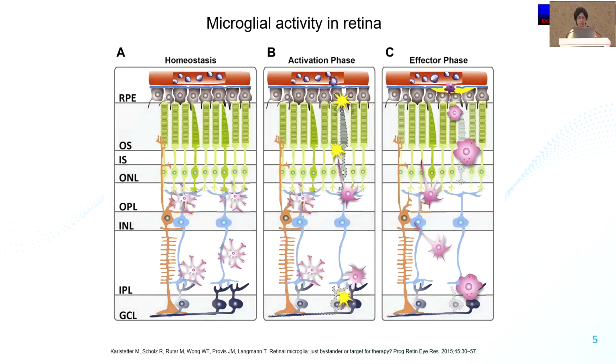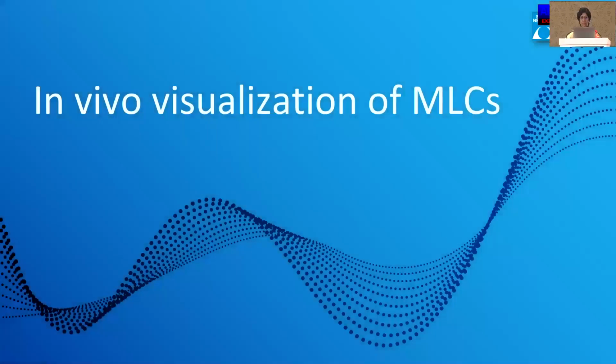And this is an image showing you the phases in the microglial activity. You have a resting stage in homeostasis, then you have the activation phase with the stimuli, and then they migrate to the area of the stimuli, the insult, and they become amoeboid, and they lead to phagocytosis, thus maintaining the homeostasis.